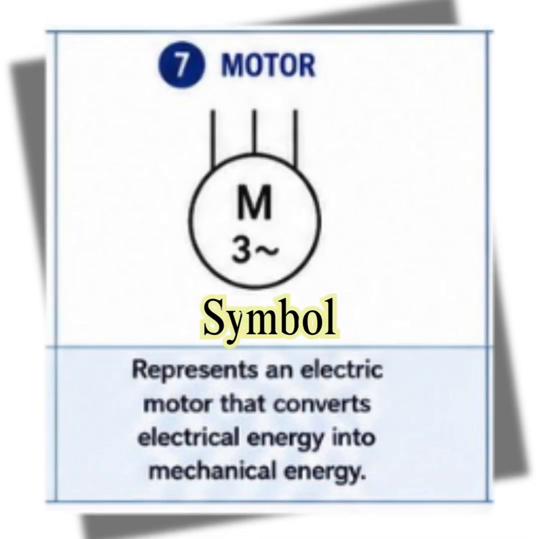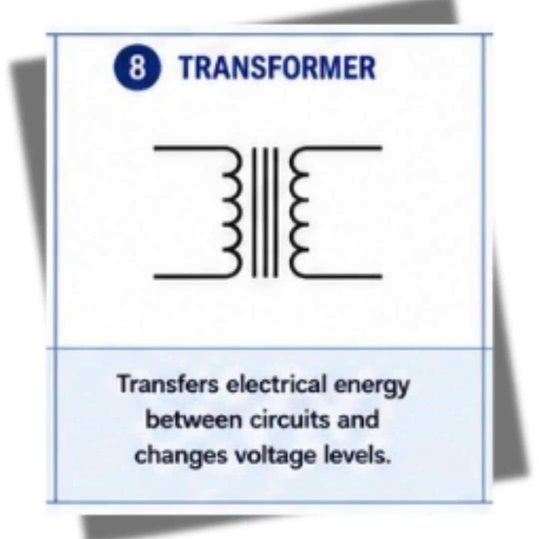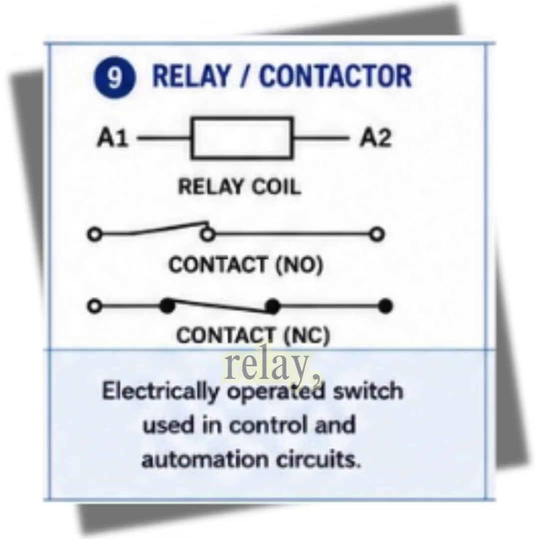Seventh, motor symbol. This symbol represents an electric motor that converts electrical energy into mechanical energy. Eighth, transformer symbol. A transformer transfers electrical energy between circuits and changes voltage levels. Ninth, relay, contactor symbol. Relays and contactors are electrically operated switches widely used in motor control and automation circuits.